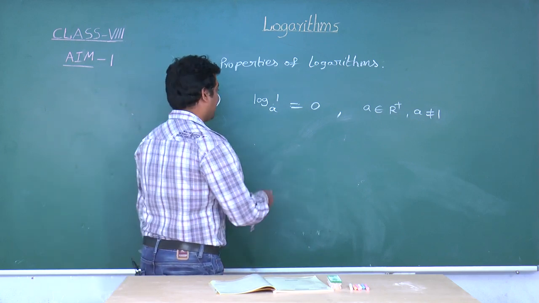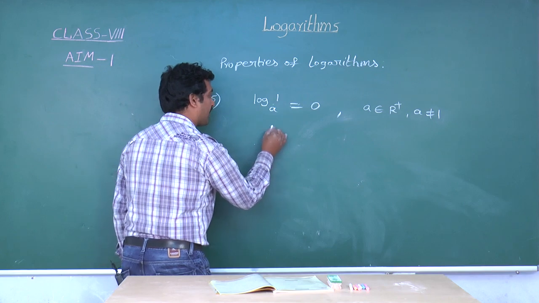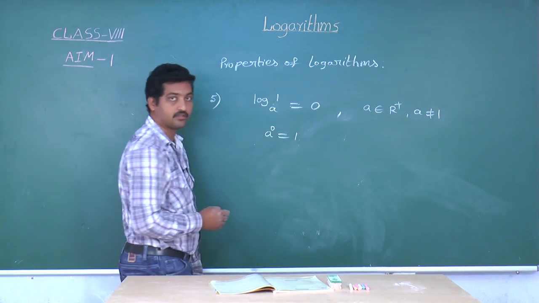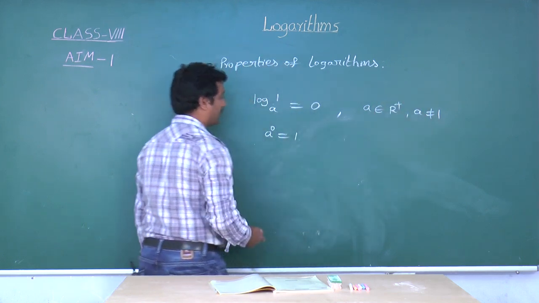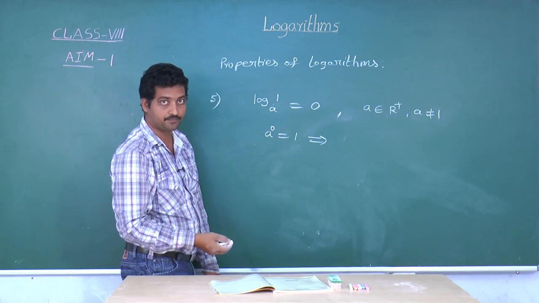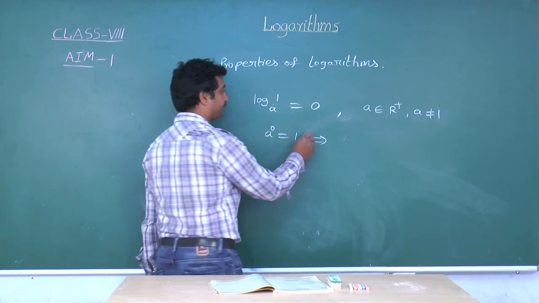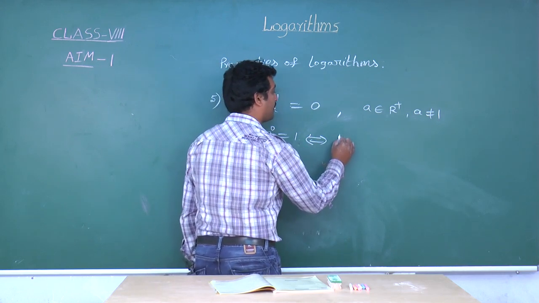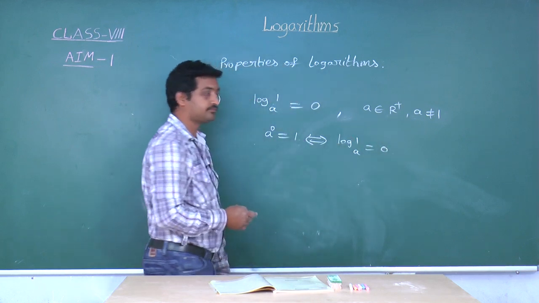According to this, how can we prove it? Write it in exponential form, because a power 0 is equal to 1, or not? Yes, a power 0 is equal to 1 if a belongs to R plus and a not equal to 1. Then write it in logarithmic form. This is the exponential form. Convert this into logarithmic form. How can we convert it? Log 1 to the base a is equal to 0.